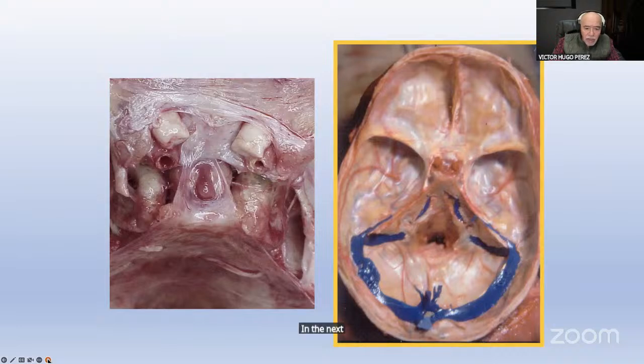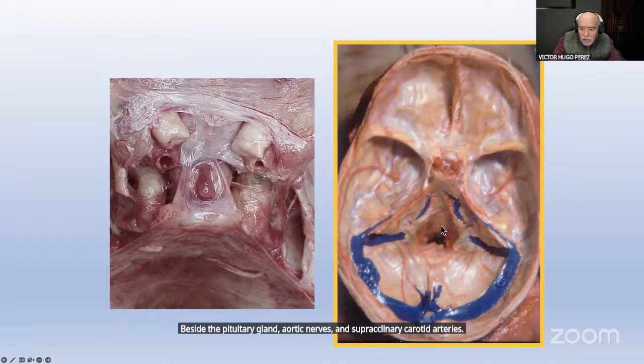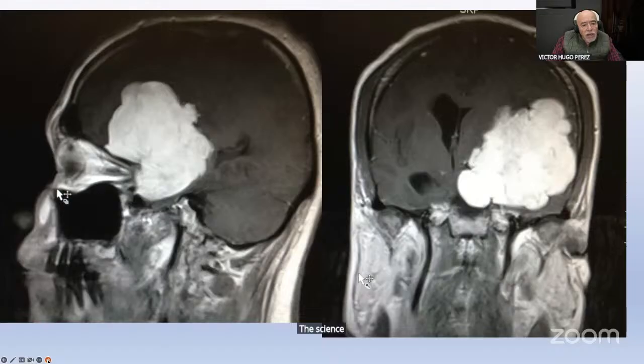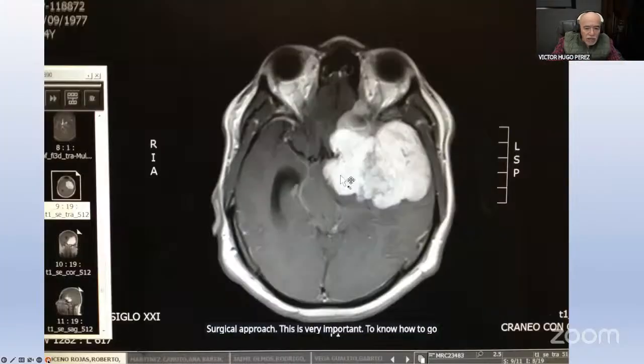In the next, we have both cavernous sinuses beside the pituitary gland, optic nerves, and supraclinoid carotid arteries. So it's also very important to know the sinuses. This is an example of a meningioma, a big or giant meningioma. If you want to do the best surgical approach, it is very important to know how to go to resect this kind of tumor.